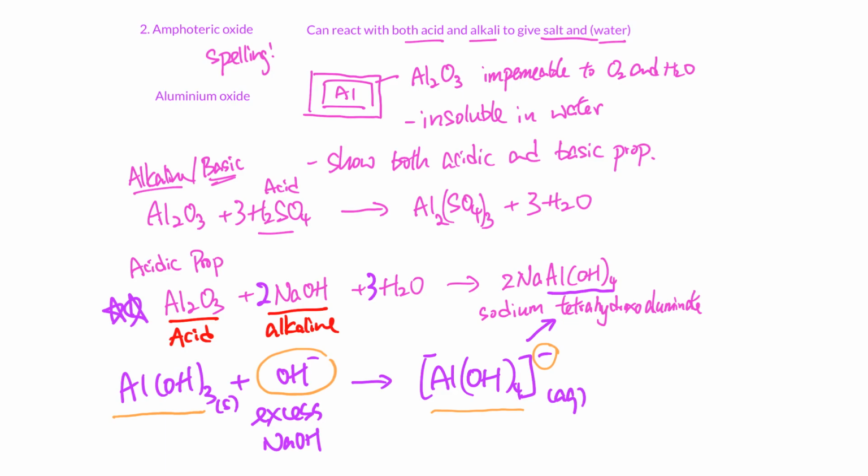You have to remember 2 equations. One is the one we add with the acid to give salt and water. The other one is more important. That will be aluminium oxide reacting with NaOH and water, and giving sodium tetrahydroxoaluminate.